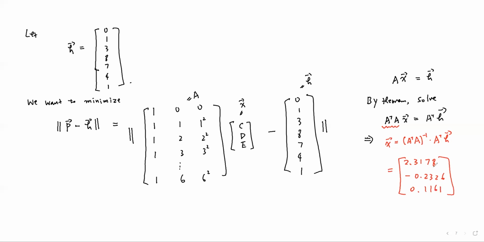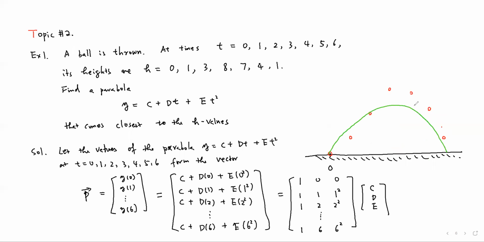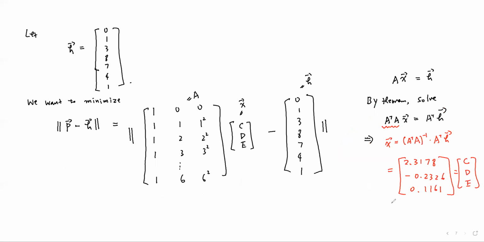The solution is this: C, this number D, E. So there are many parabolas. Which one best fits the data? Best fit means that it has the smallest distance to the data. The solution is the following parabola.